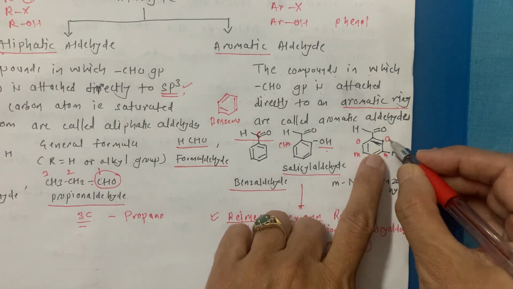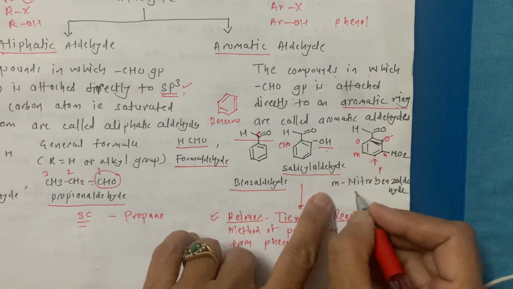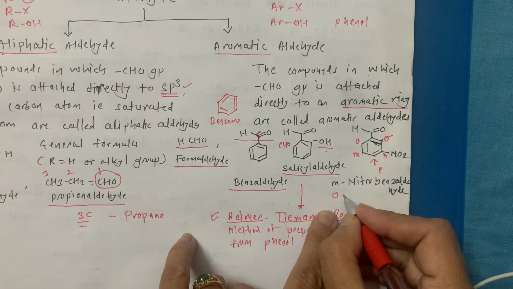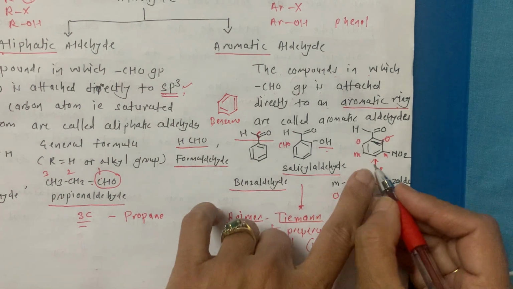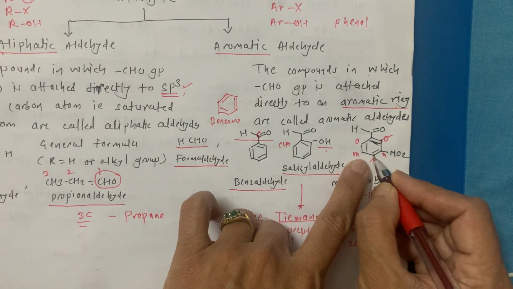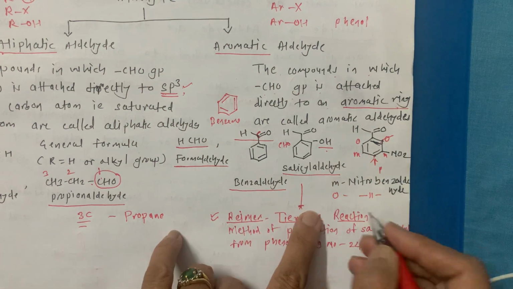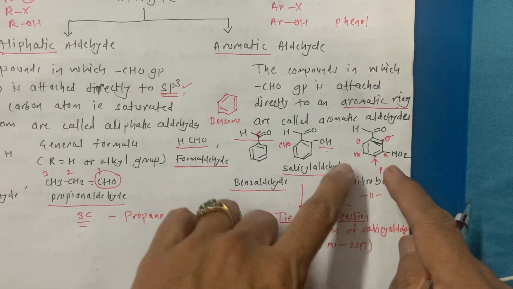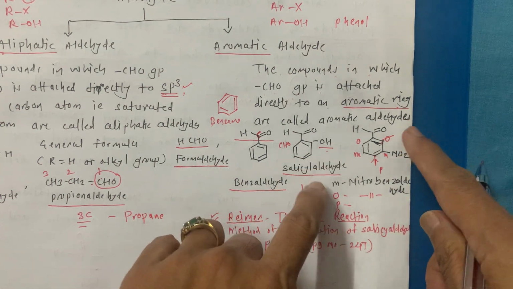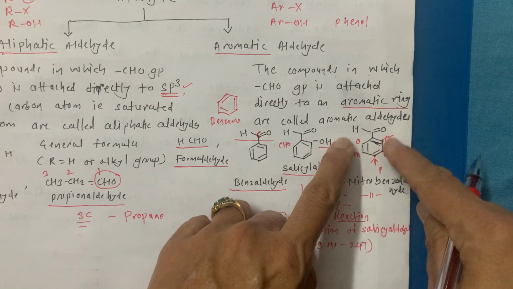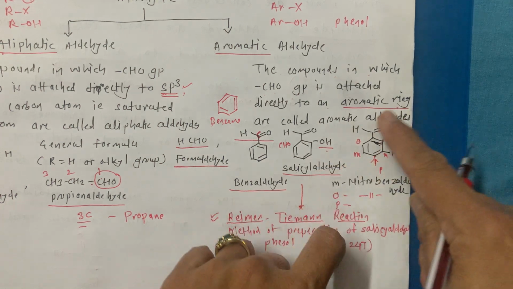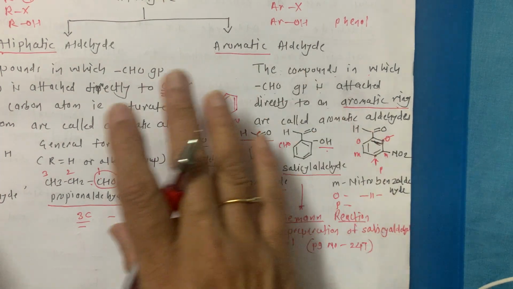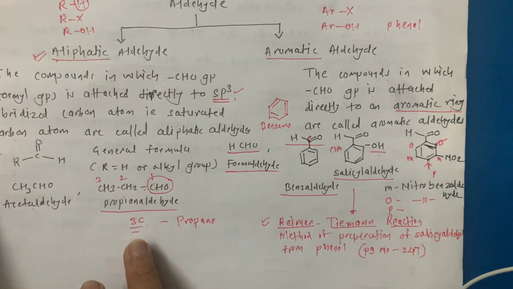If the NO2 is here, then it will become ortho-nitrobenzaldehyde. If the nitro group is at this position, that is the para position, then it will become para-nitrobenzaldehyde. I am revising names also: what the meta position, ortho position and para position of the substituents are. So this is for aromatic aldehyde, and this is all for aliphatic aldehyde.